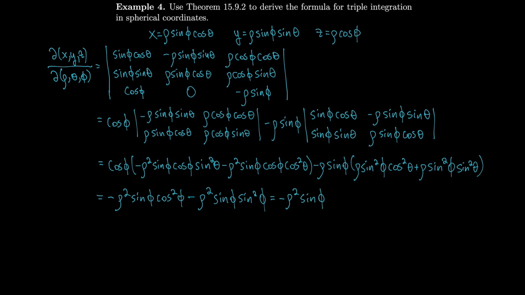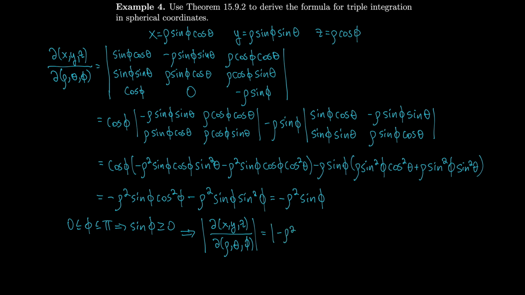Okay, that's perfect because we know that phi is between 0 and pi. That means that the sine of phi will always be positive for us. So if we're looking at the absolute value of the determinant of our Jacobian, that's the absolute value of the partial of xyz with respect to rho theta phi. That's just the absolute value of minus rho squared sine phi. Rho is always positive by definition, and sine phi is positive for us, so we just take the absolute value of minus 1, which is positive 1, so we end up with rho squared sine phi.